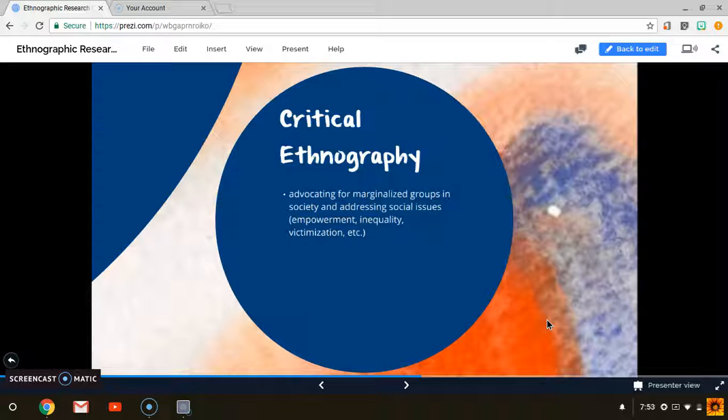Third is critical ethnography. Here, ethnographers have the intent to advocate for marginalized groups in society and address social issues such as empowerment, inequality, and victimization. Compared to the realist ethnographer who stays an objective observer, critical researchers are self-aware of their role and are upfront with their written reports. They recognize the biases, values, and other views. Critical researchers need to be careful as to how they interpret their data, and are concerned with how participants will view them, especially since their intention is to advocate for them.